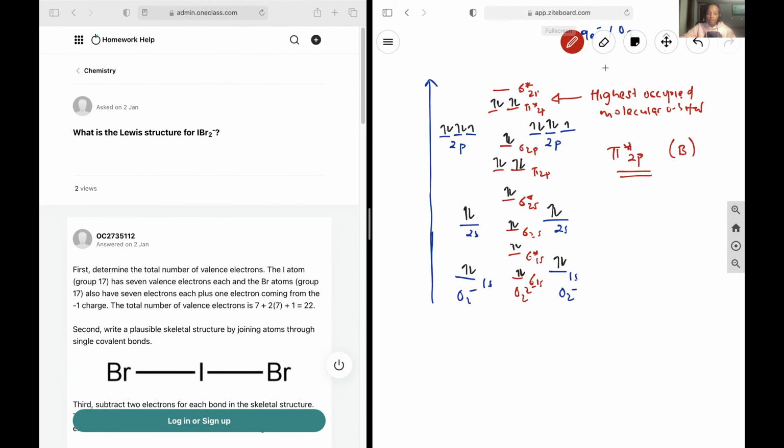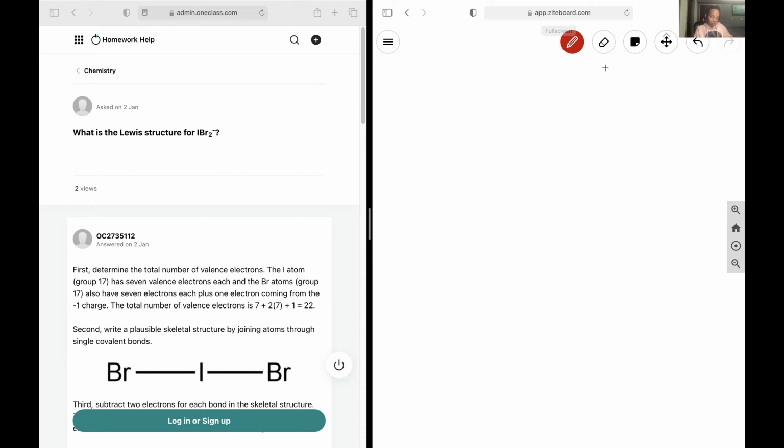Okay, for our next question, we want to figure out the Lewis structure for IBr2 minus. We need to remember to count that negative charge when we're counting the valence electrons. So let's start with that.